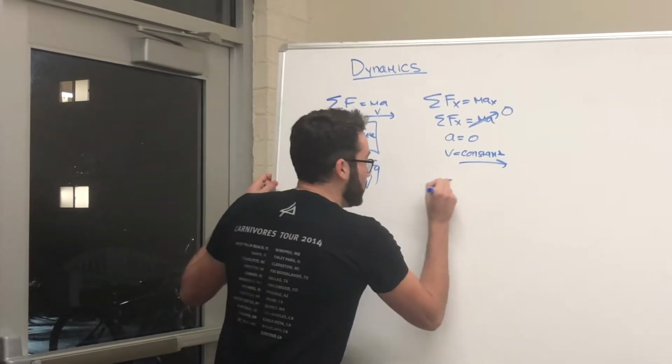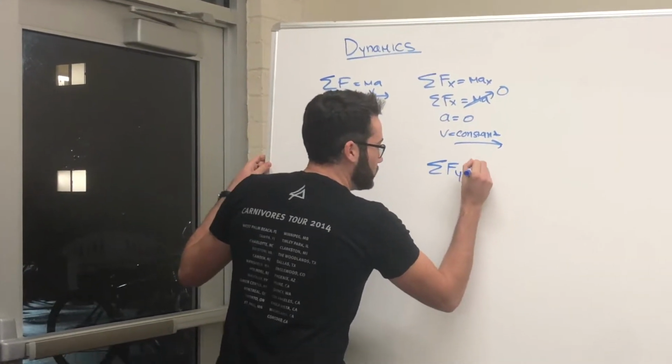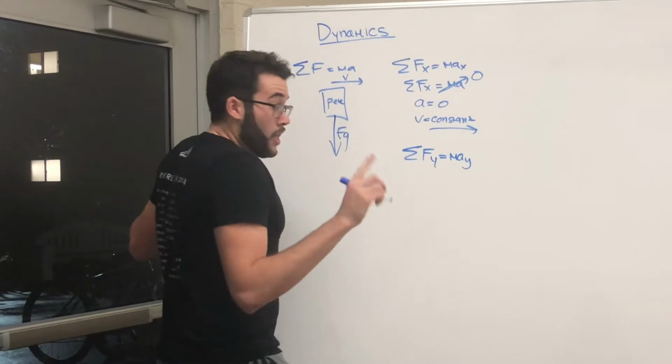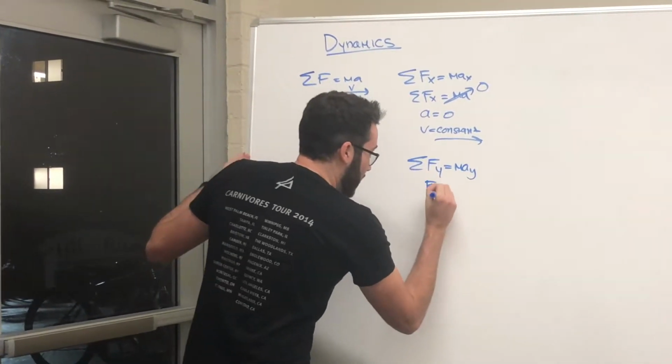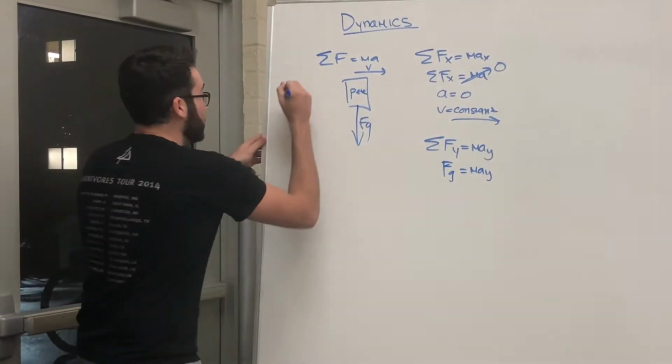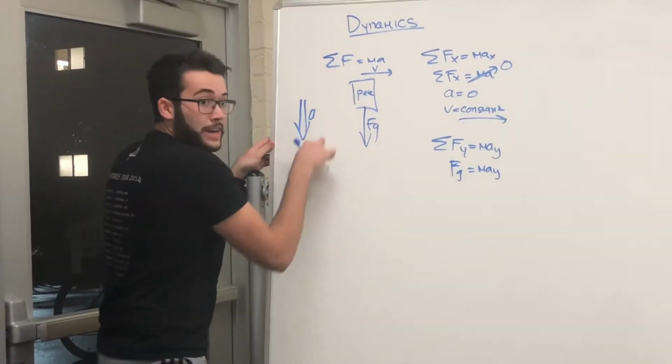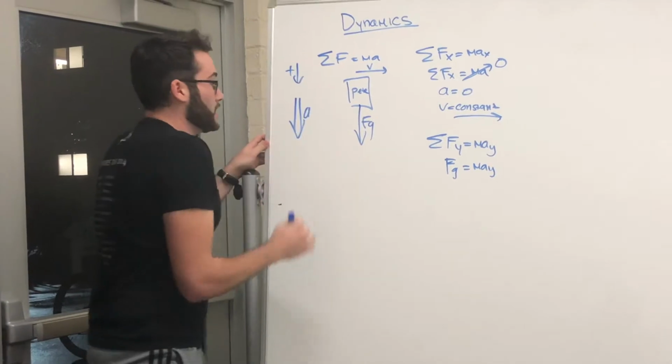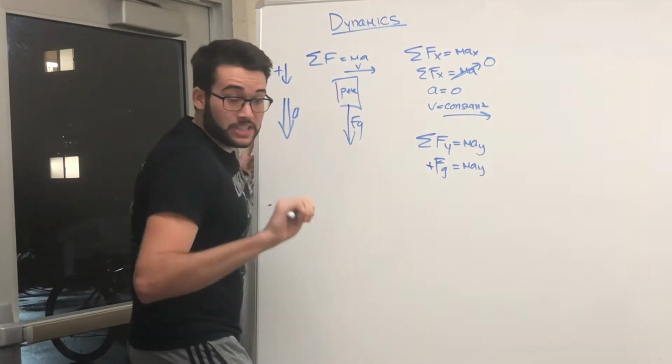Next thing you're gonna do, sum of the forces in the y direction equals mass times acceleration in the y. The only force acting on him, force of gravity, equals mass times acceleration in the y. This is where the accountant jumps out of the closet. So you got the acceleration, he's accelerating downward. If we define this to be the positive direction, this is positive, everything's good.